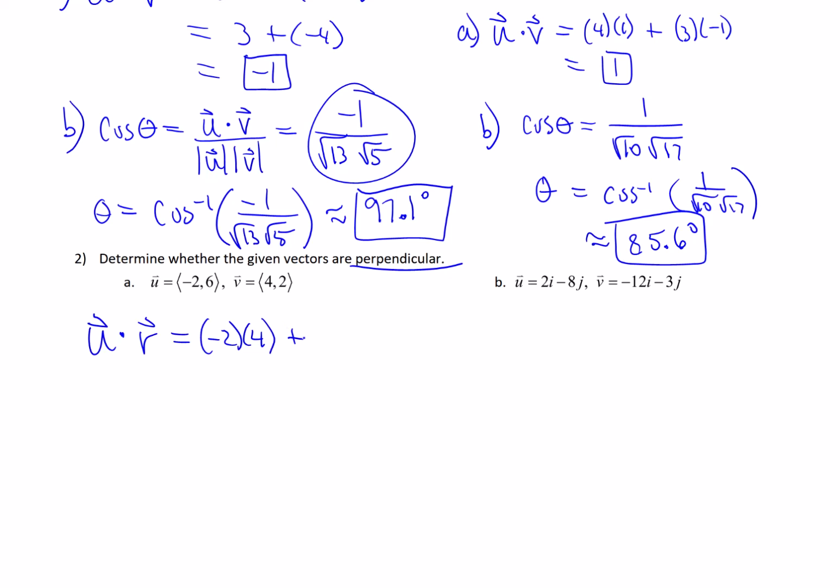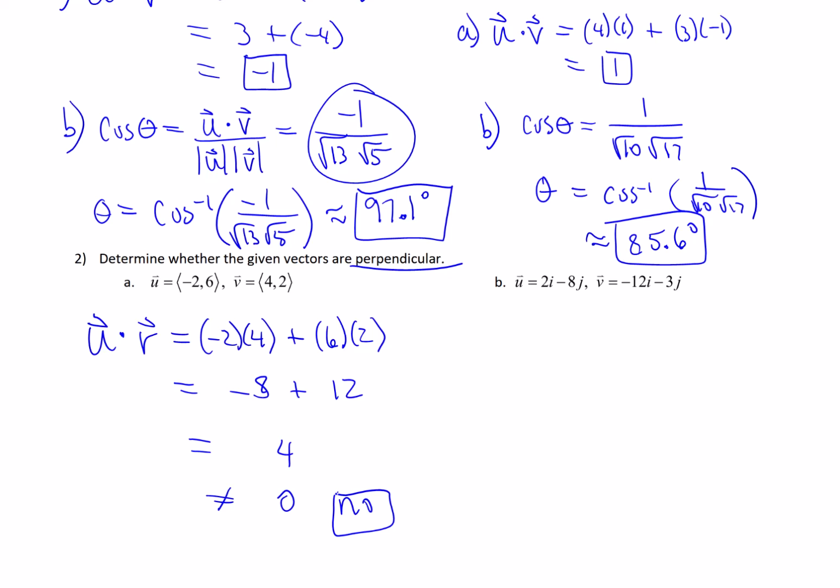And then we'll be adding that with the product of their vertical components, which would be 6 times 2. Again, just coming directly from where these vectors were given. Of course, negative 2 times 4 is negative 8, and then 6 times 2 is 12. Now, negative 8 plus 12, of course, is 4, which is not 0. So we would say, no, these are not perpendicular, because they would have to have a dot product of 0 to be perpendicular. It's that simple.